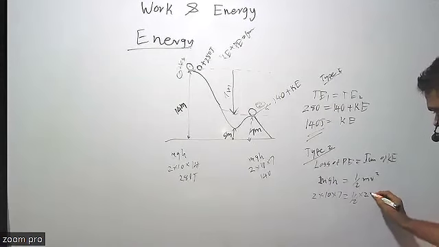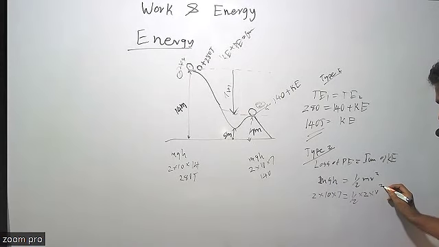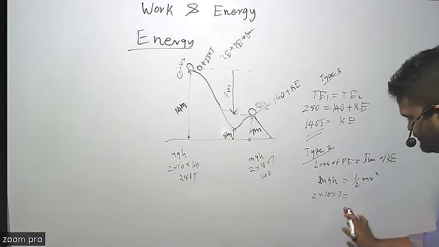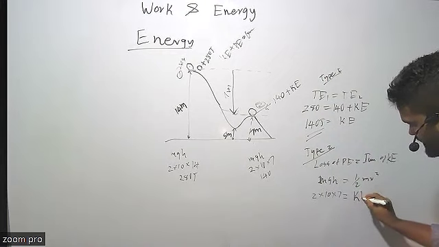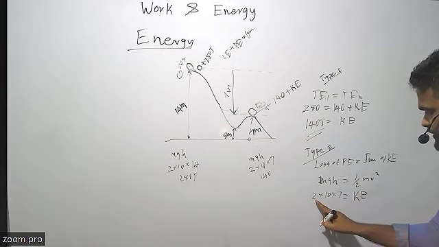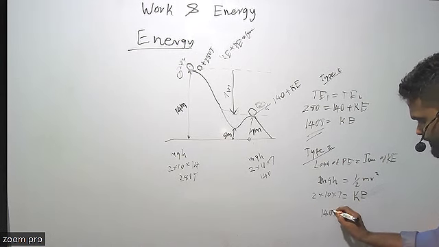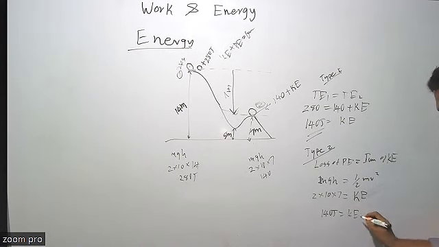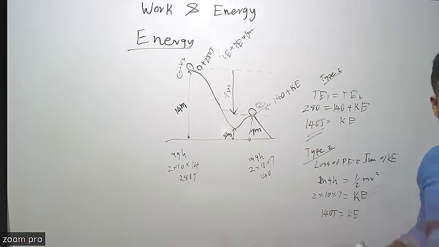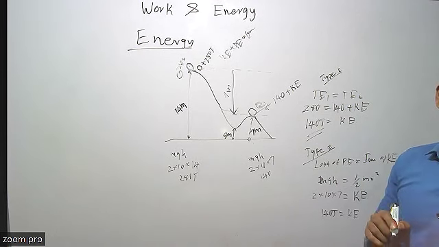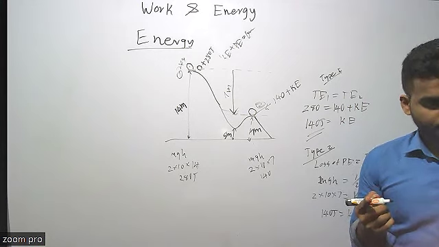Half mass is 2 v squared. Sorry, what they ask is KE, right? You don't have to find the velocity. So I'll just write KE here. What do you get? 14 times 10, 140. Okay, 140 joules. This is the second type. So you get the same answer.